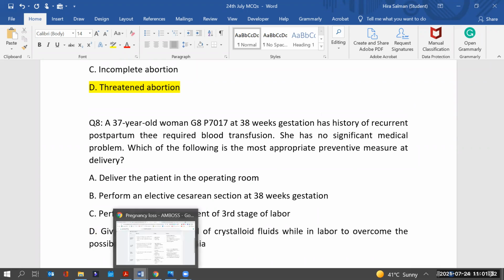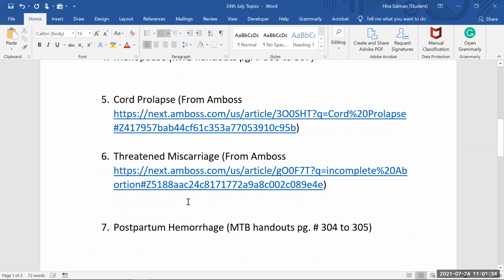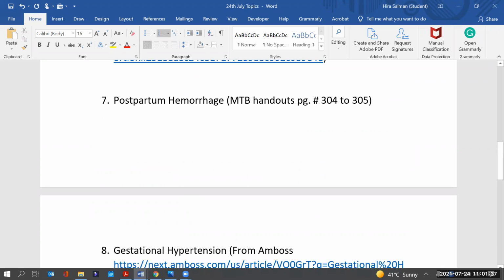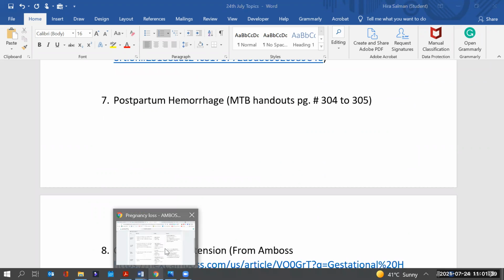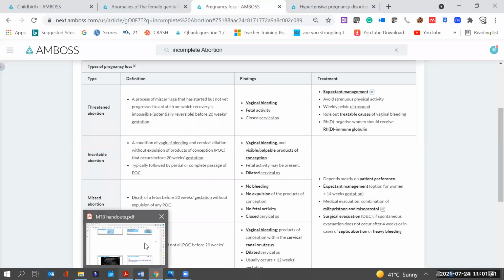Okay, for the next one, we'll go for the theory. Postpartum hemorrhage, very important topic. We'll go for handouts 3 or 4.